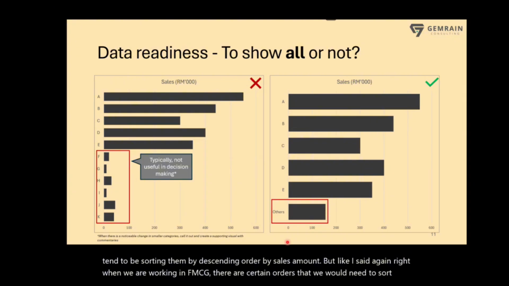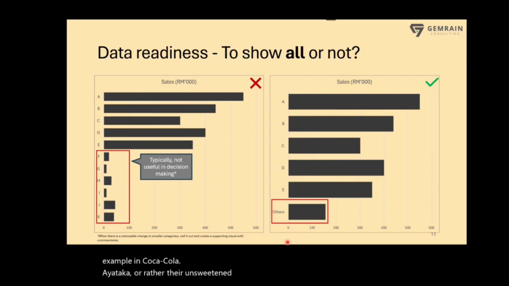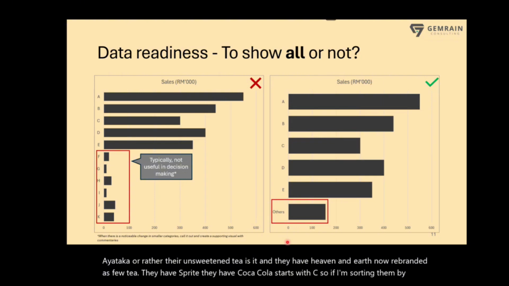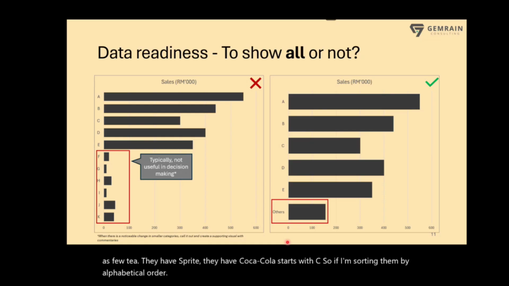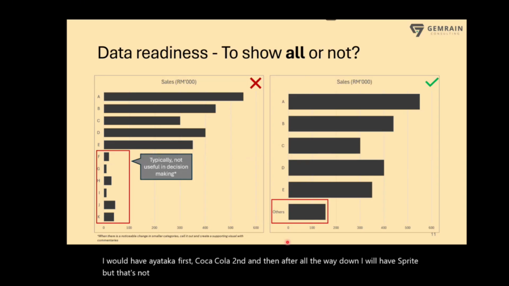Say, for example, in Coca-Cola, or rather their unsweetened tea is A, and they have Heaven and Earth now rebranded as Fuse Tea. They have Sprite, they have Coca-Cola starts with C. So if I'm sorting them by alphabetical order, I would have Ayataka first, Coca-Cola second, and then after that, all the way down, I would have Sprite. But that's not how the industry is presenting the information.